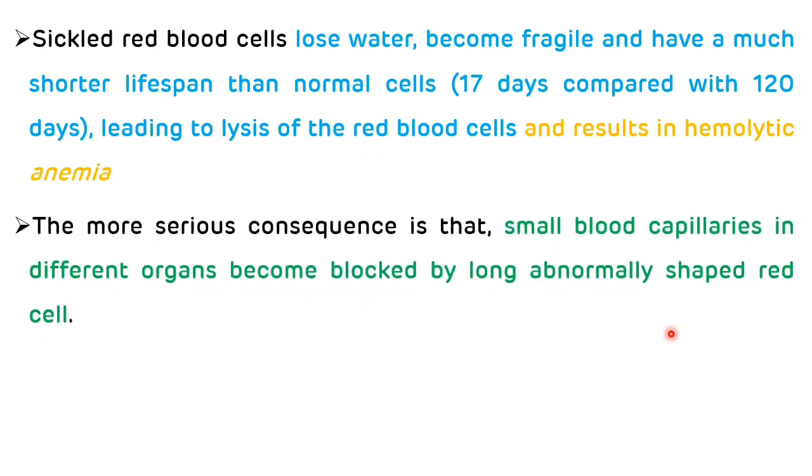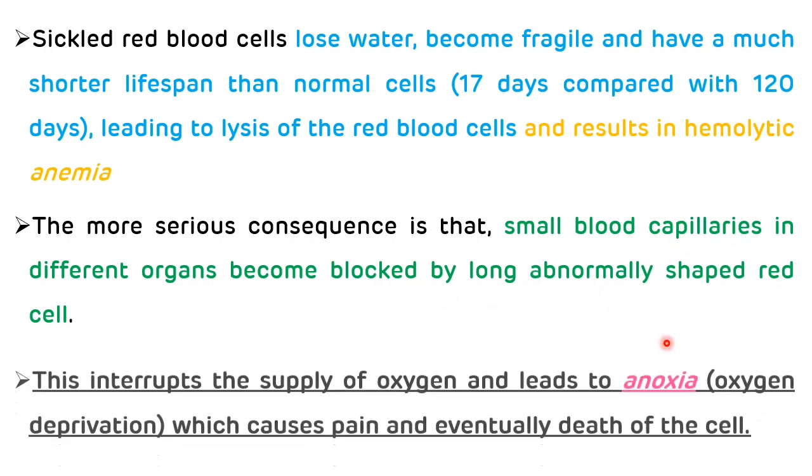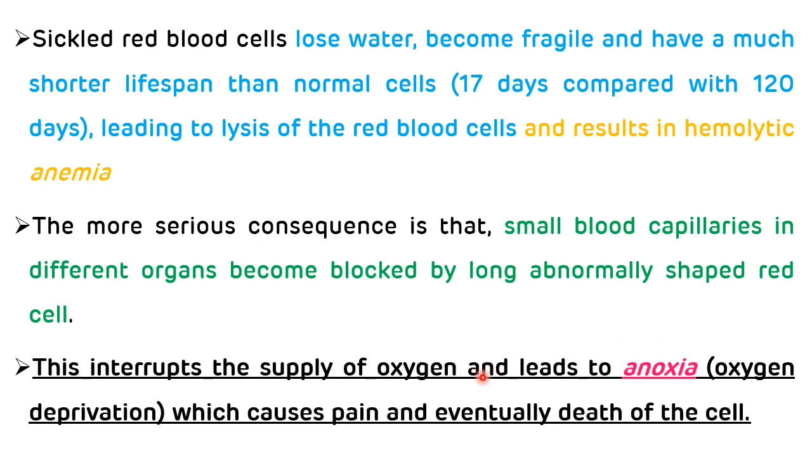The more serious consequence is that small blood capillaries in different organs become blocked by these long, abnormally shaped red blood cells. This interrupts the supply of oxygen and leads to anoxia, that is oxygen deprivation, which causes pain and eventually death of the cell. And it is termed a sickle cell crisis.